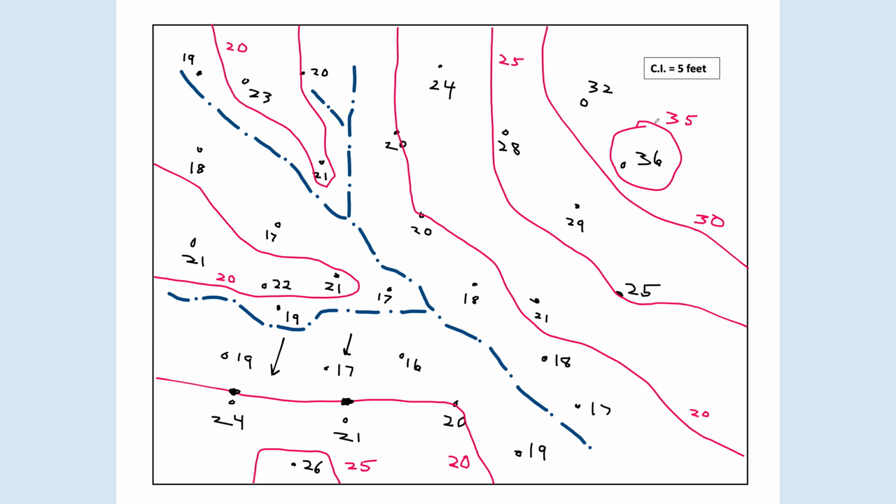So if you look at the top right with the 35, I simply drew a circle around the 36, but some of you may have drawn the 35 in this manner, which is fine.